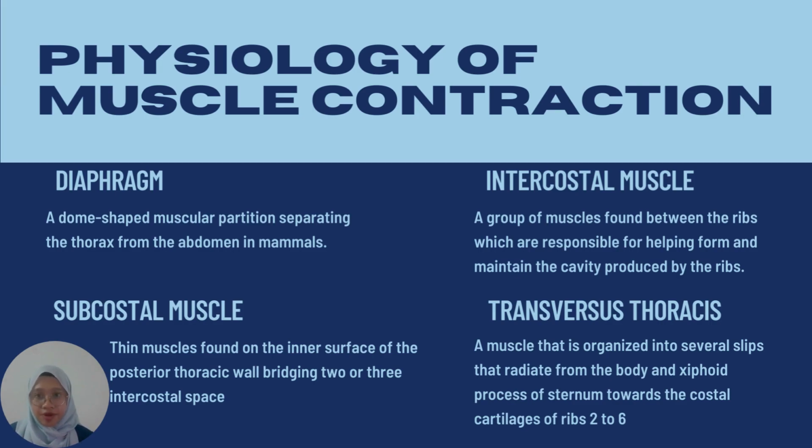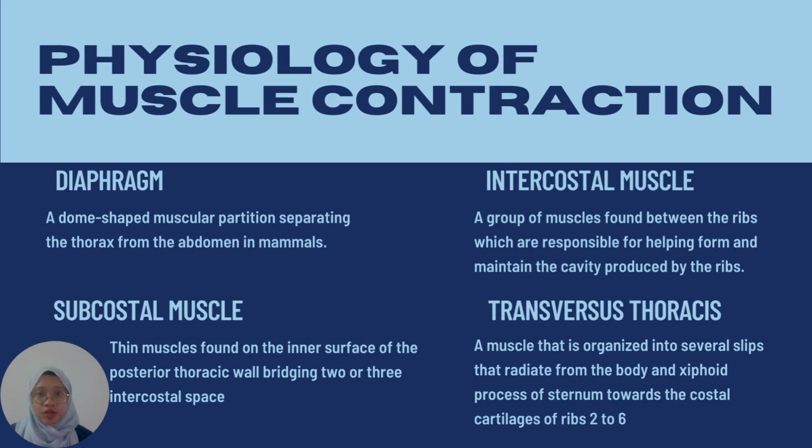The first one is diaphragm. Diaphragm is a dome-shaped muscular partition separating the thorax from the abdomen in mammals. It plays a major role in breathing, as its contraction increases the volume of the thorax and so inflates the lungs. The next one is intercostal muscles.